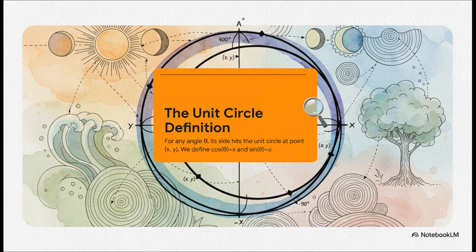So, this is the golden rule. For any angle you can possibly think of, you just find where that angle's line hits the circle, look at the xy point, and bam! You have your cosine and your sine. An angle of 400 degrees, a negative 90 degrees, it doesn't matter one bit. The circle can handle all of them. This is the real breakthrough.